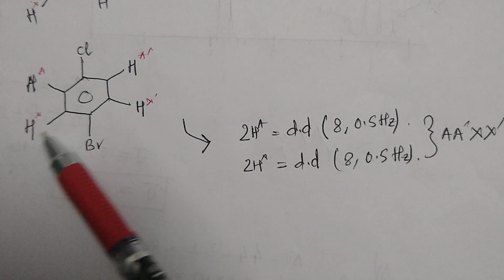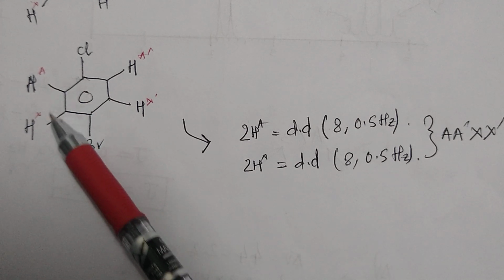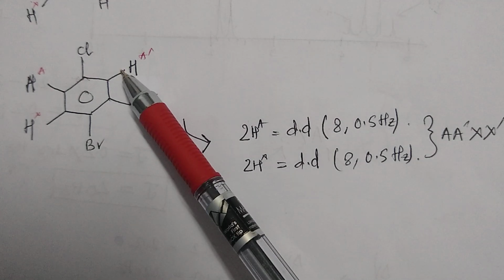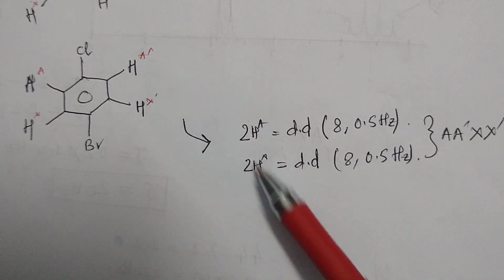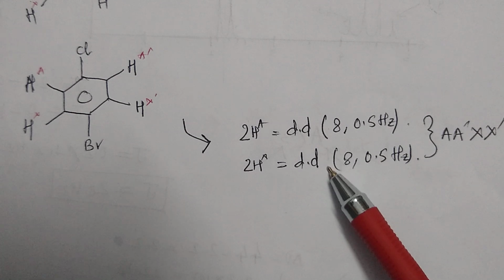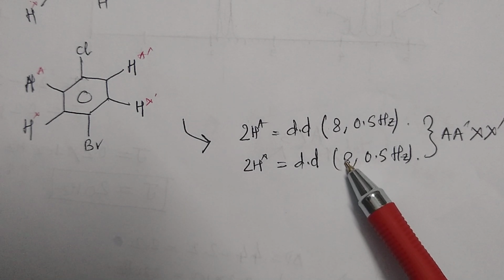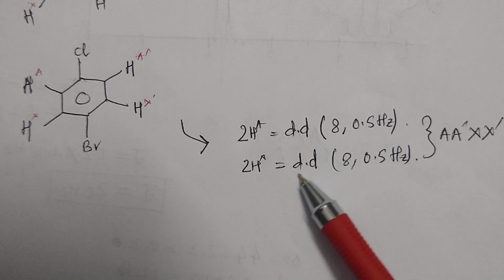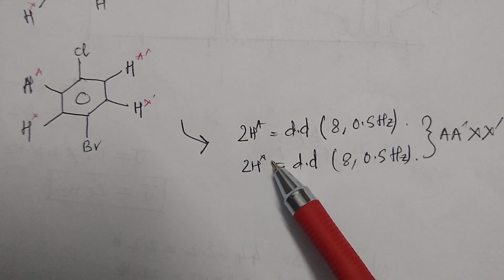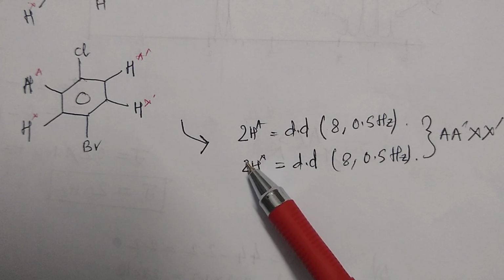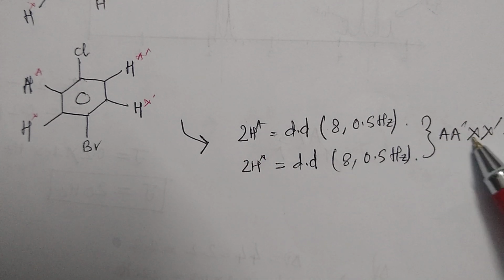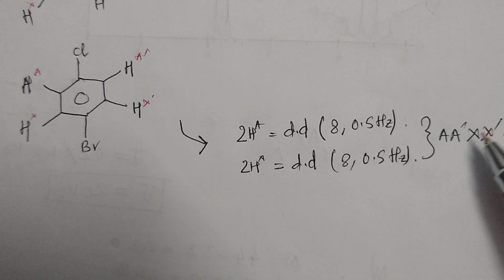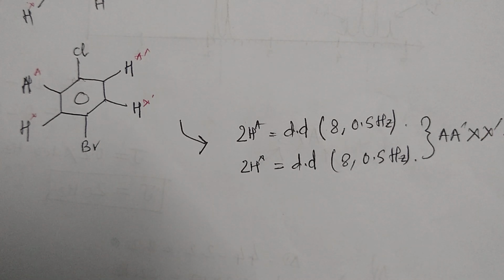Likewise, in the case of X type of proton, it will couple with this A type of proton in the ortho position, and for the para position it is A dash type of proton. With that, it will be a doublet of doublet, with a coupling constant for ortho of 8 Hz and 0.5 Hz for the para coupling. So with that, a doublet of doublet for the two protons of A type and a doublet of doublet for the two protons of X type, that is A dash and X dash. So these all are the magnetic non-equivalence in the two-spin system.